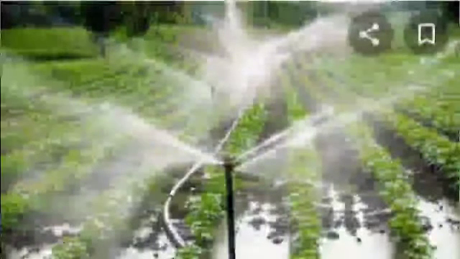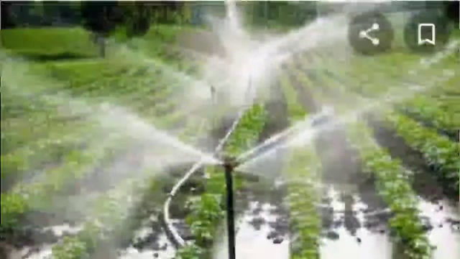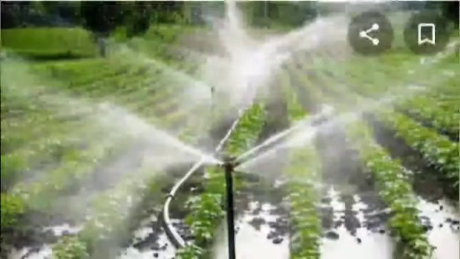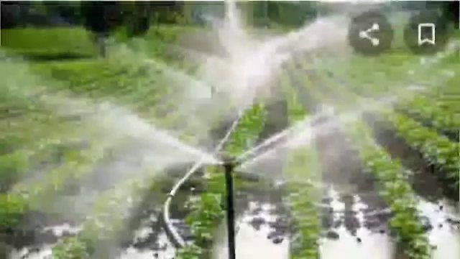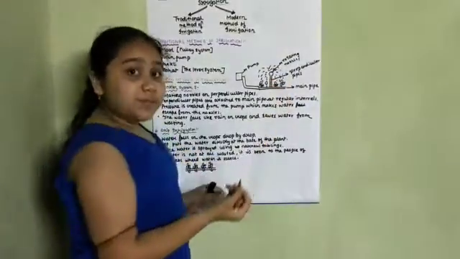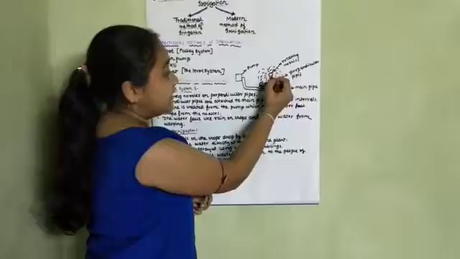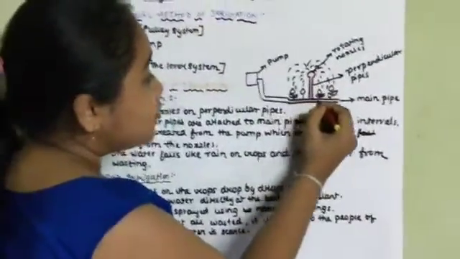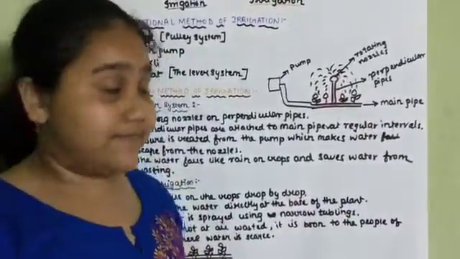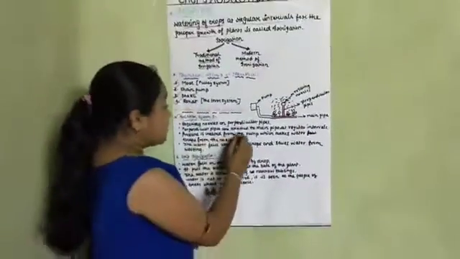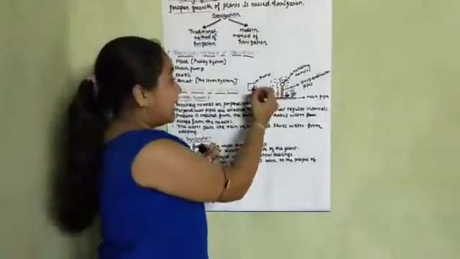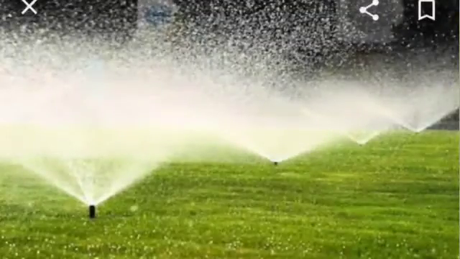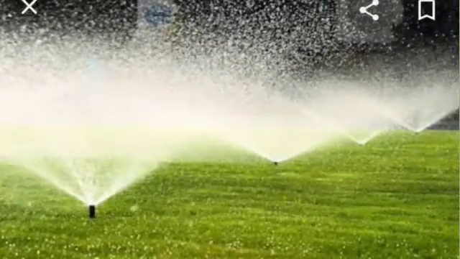So the first modern method of irrigation is the sprinkler method. What is the sprinkler method? You can see in the image there is one perpendicular pipe which has a rotating nozzle at the top, and this pipe is attached to the main pipe at regular intervals, and when the pressure is created from the pump, the water escapes from the rotating nozzles and it falls on the plants as if it is raining.